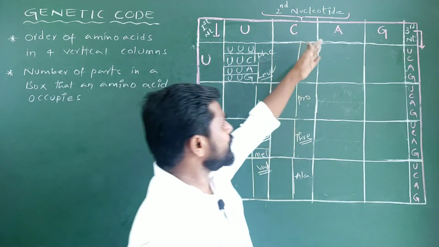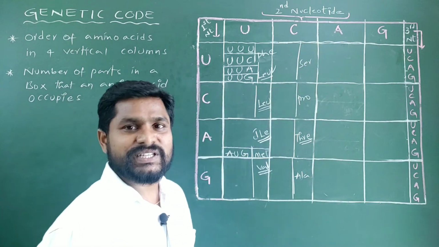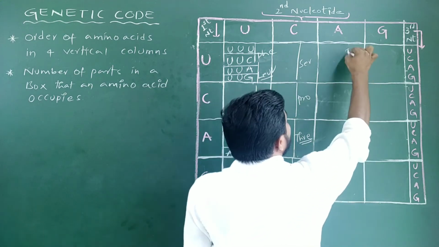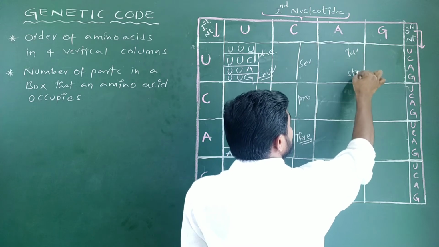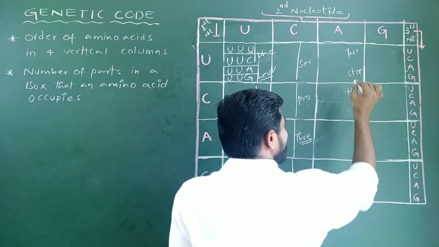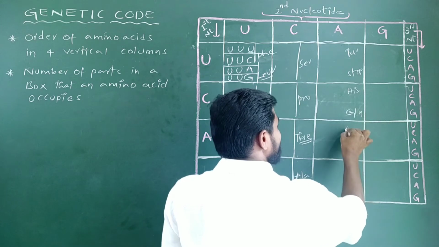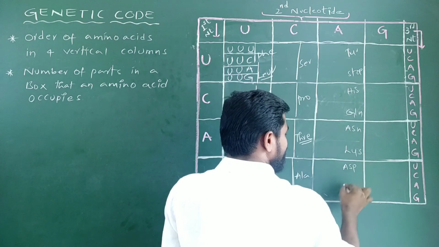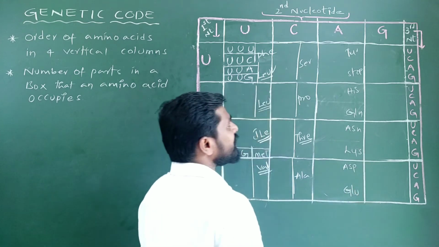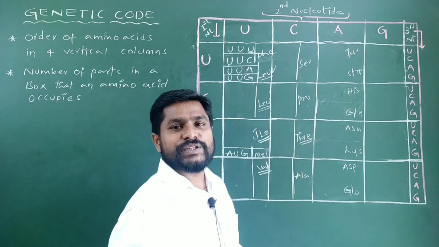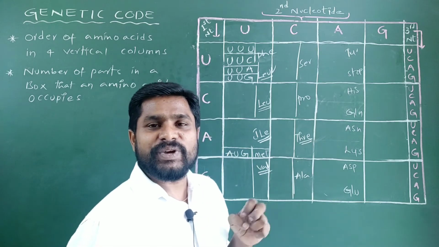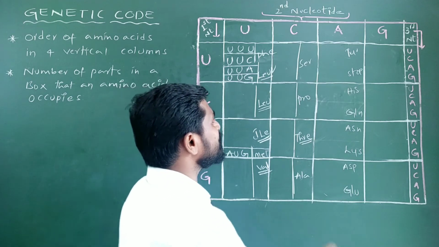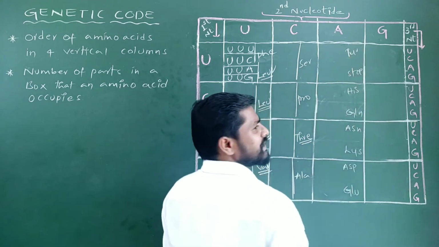When we come to the third vertical column of the checkerboard of the genetic code, the order of amino acids in this column is tyrosine and stop codons, histidine, glutamine, asparagine, lysine, aspartic acid and glutamic acid. Though this vertical column consists of so many amino acids, it is very easy to remember the order of these amino acids. First, let us come to the first box of this third vertical column.